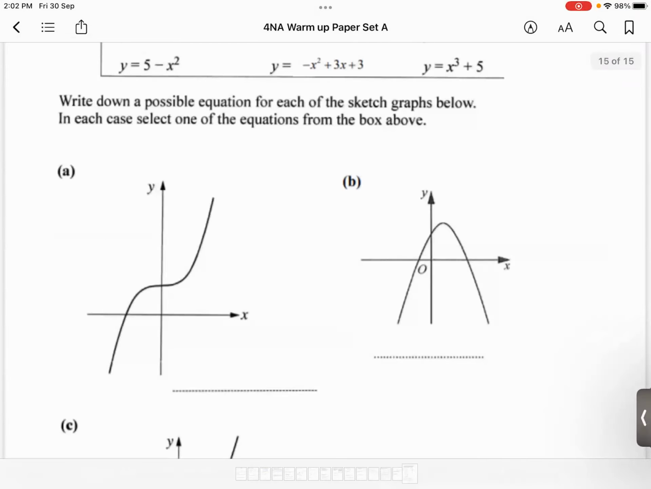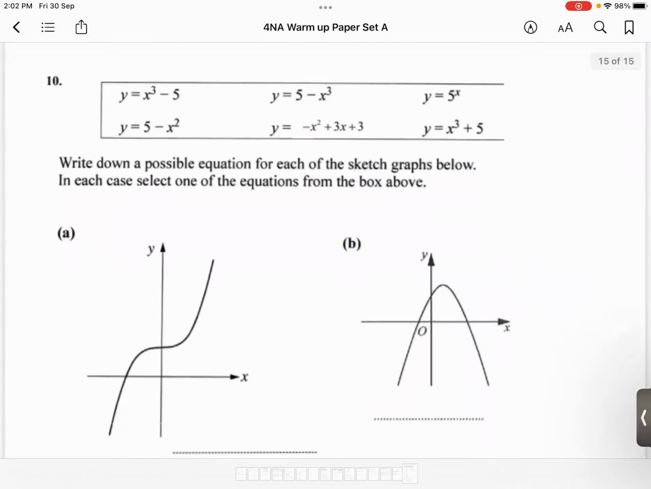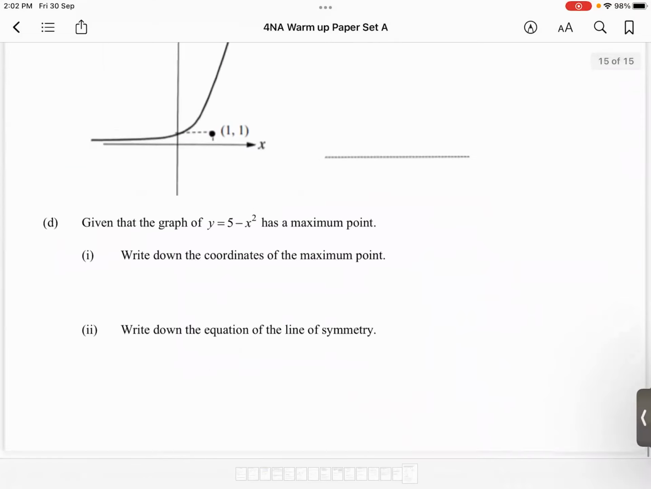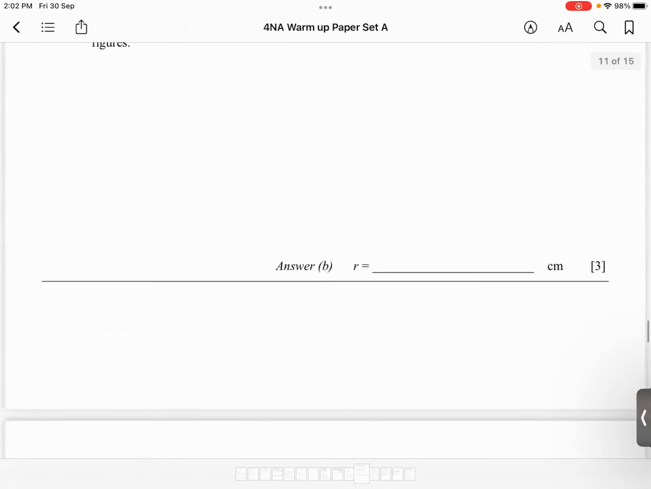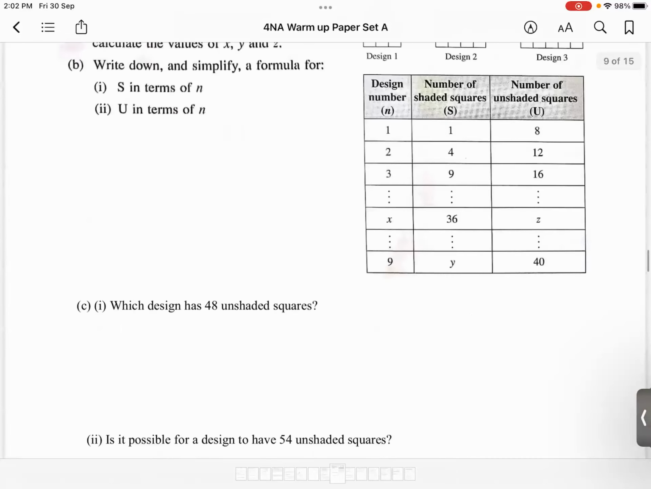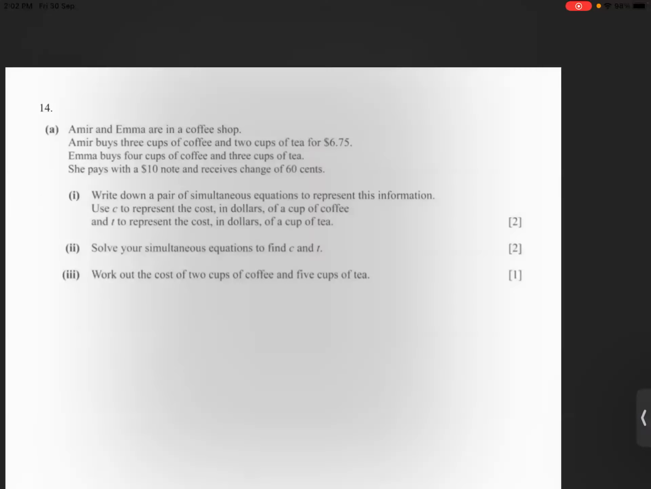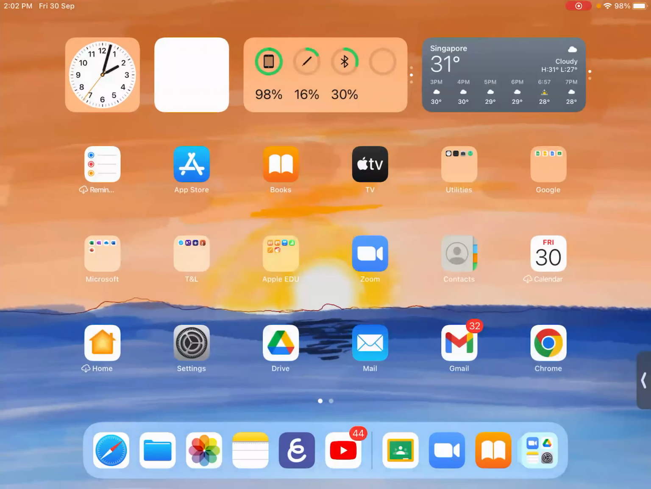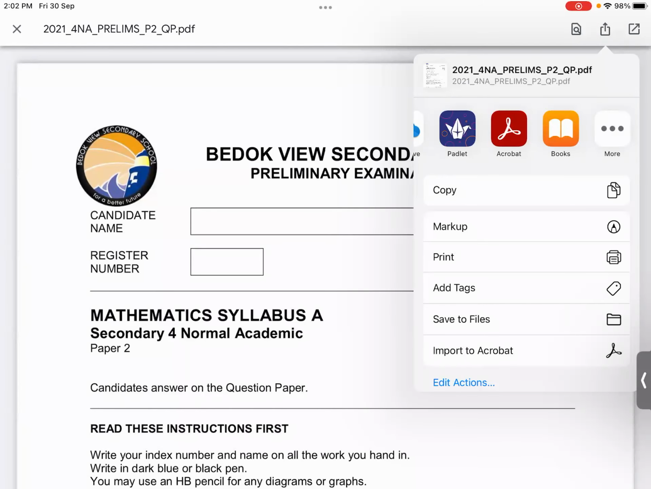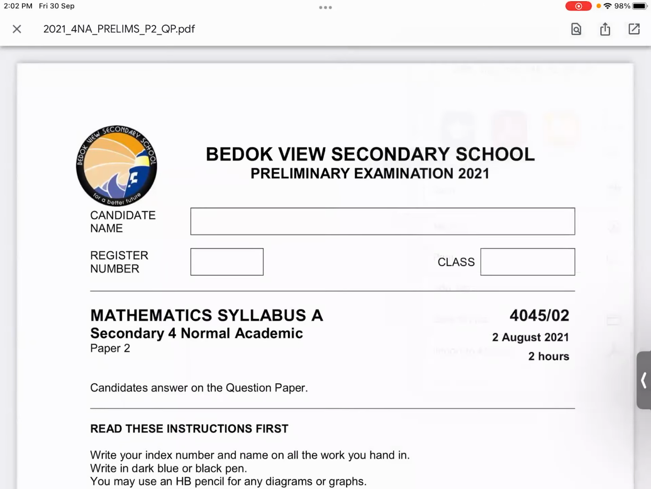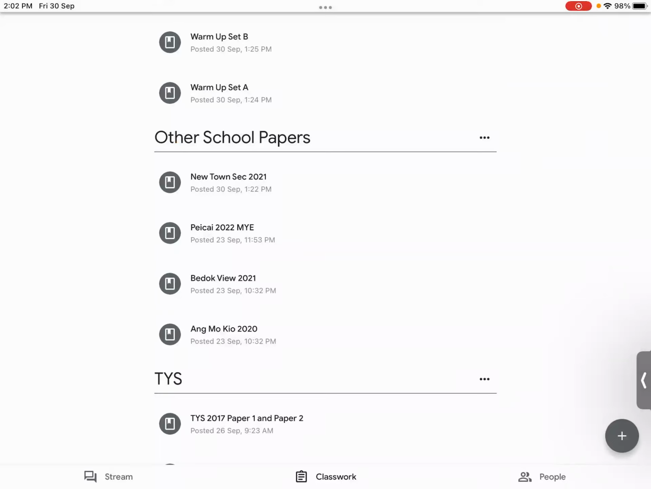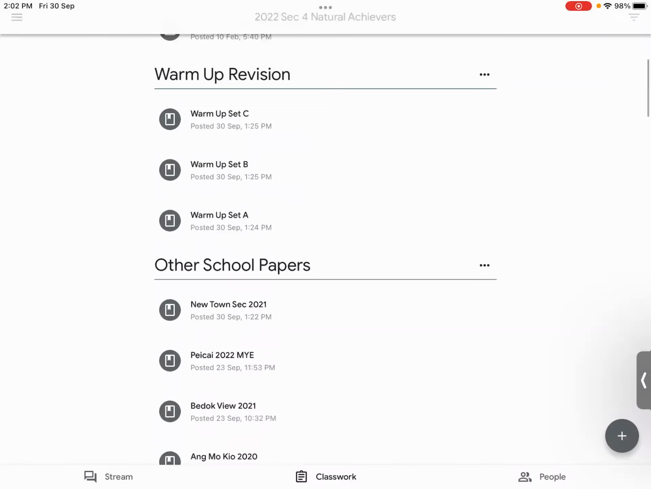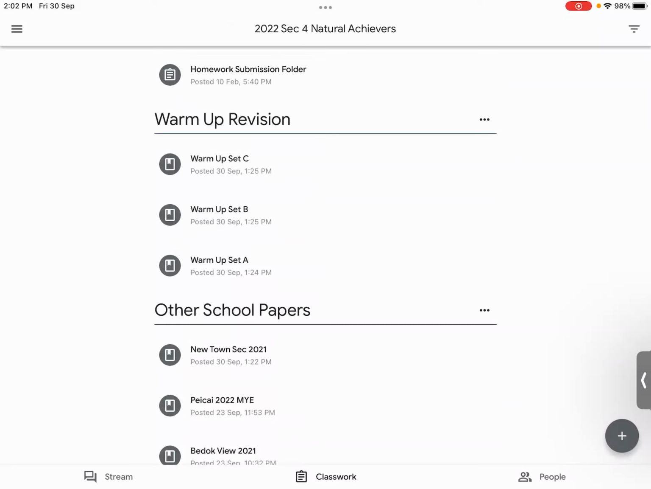My last question for set A is supposed to be this graph question, but your last question for set A in your hard copy printed paper is a different graph question. So there are a couple of questions that are not inside your hard copy. I repeat, there are some questions that are not inside your hard copy. So if you want the full finalized version of the hard copy, please go to the Google Classroom, okay, and then extract the file under warm-up revision set A.